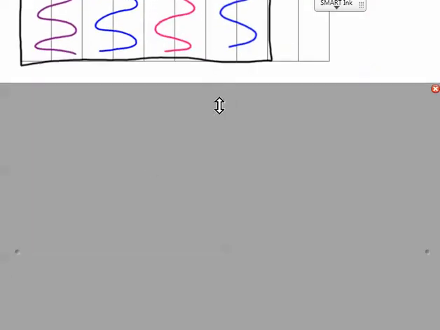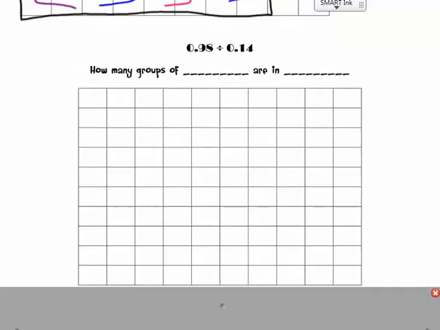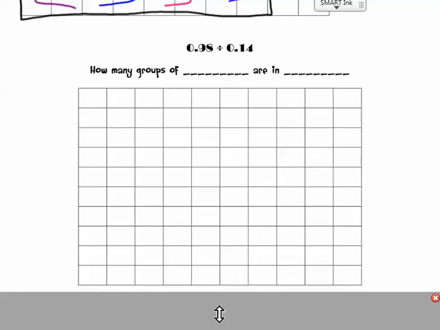So I want you to try 98 hundredths divided by 14 hundredths on your own. Go ahead and hit pause, solve it, and then hit play when you're ready.